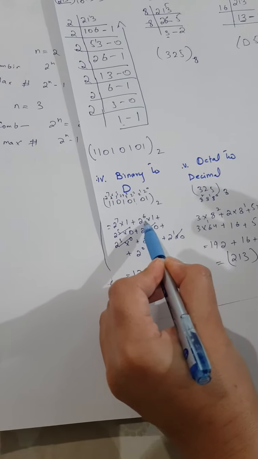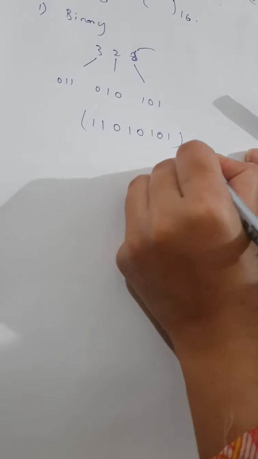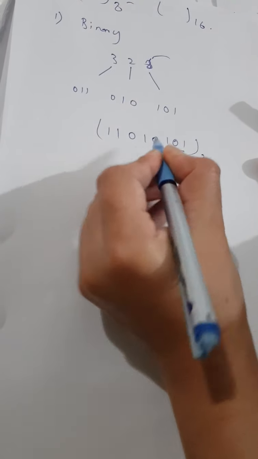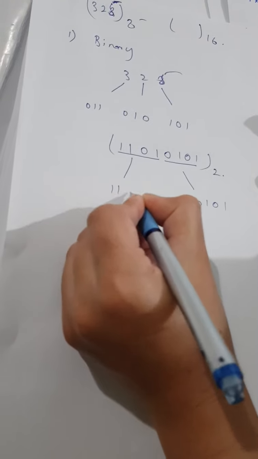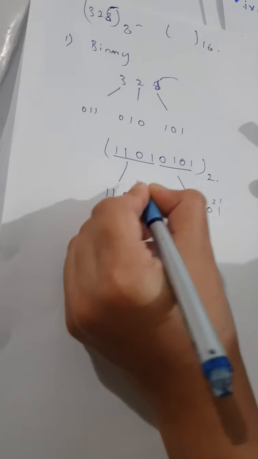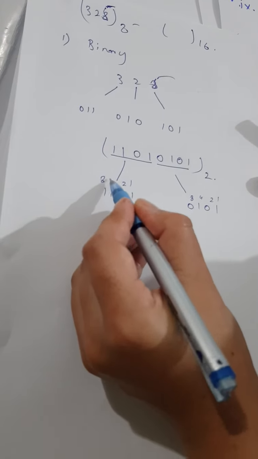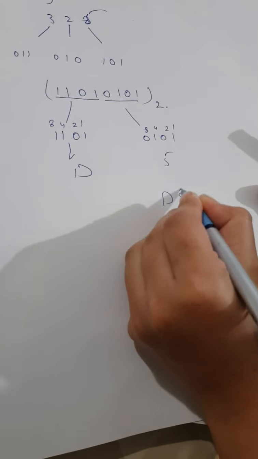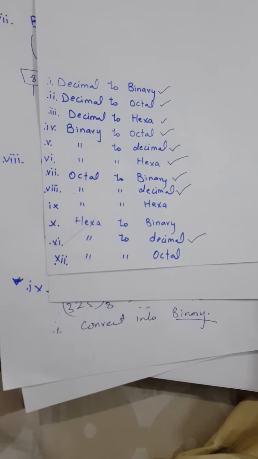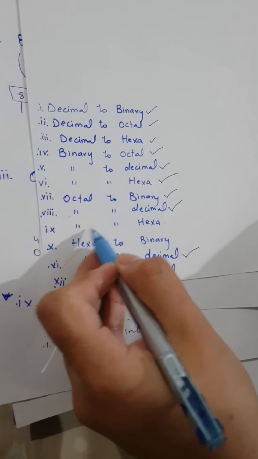So it will become 101, 010, and 011. The number will become 11010101. First we made its binary. Now to go into hexadecimal, hexadecimal has 4 bits, so we will make combinations of 4 bits. 8, 9, 10, 11, 12, 13. What is 13? D, and this is 4 plus 1, 5, so the number will become D5 base 16. Okay, what we did now is octal to hexadecimal.